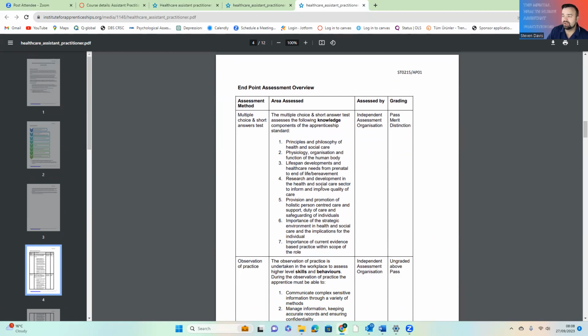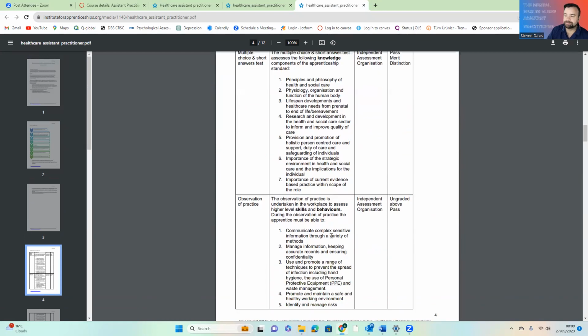So here you can see what's being covered through the multiple choice exam. This is the knowledge, principles and philosophies of healthcare, anatomy and physiology, lifespan development, research, promotion of holistic person-centered care, and the importance of evidence-based practice.